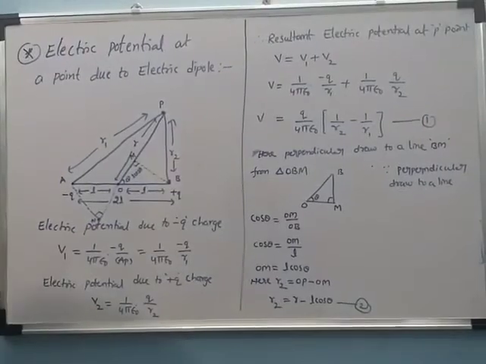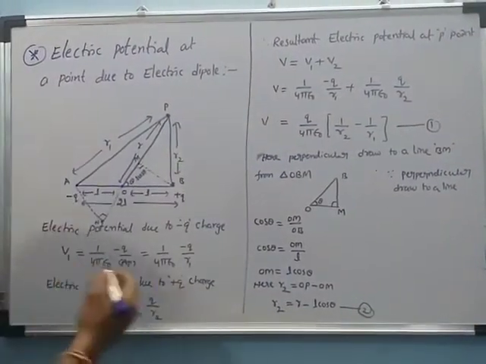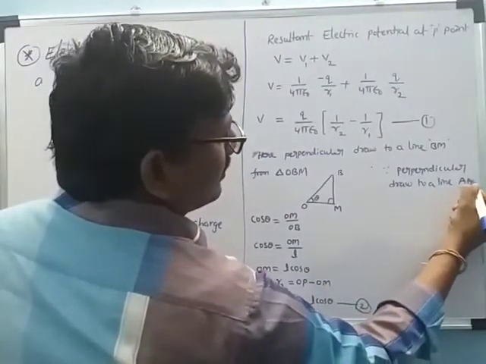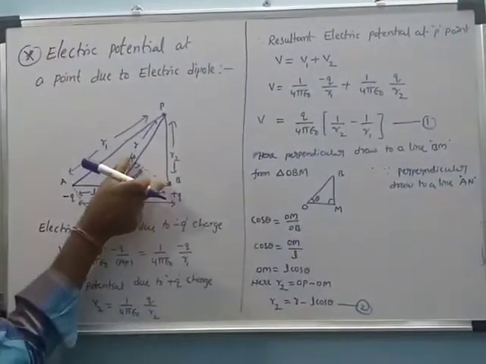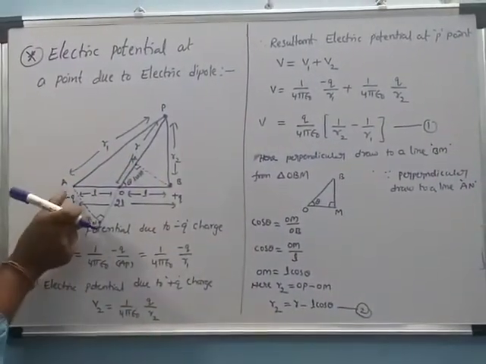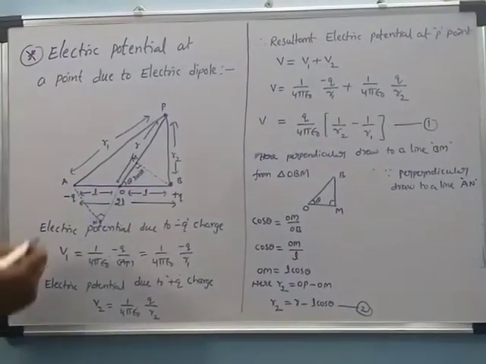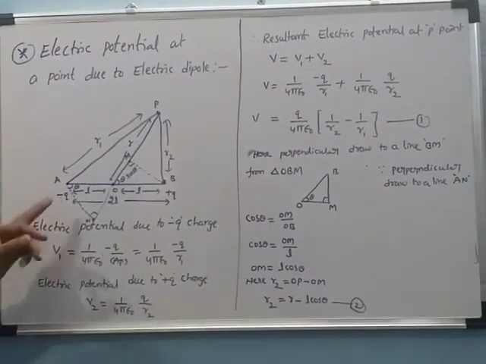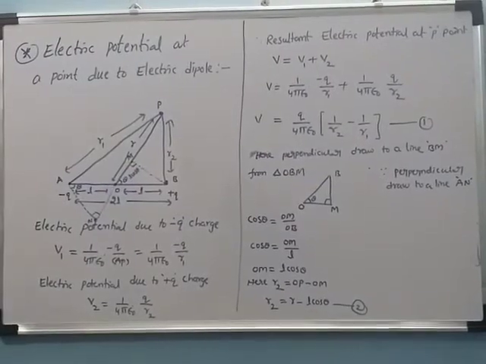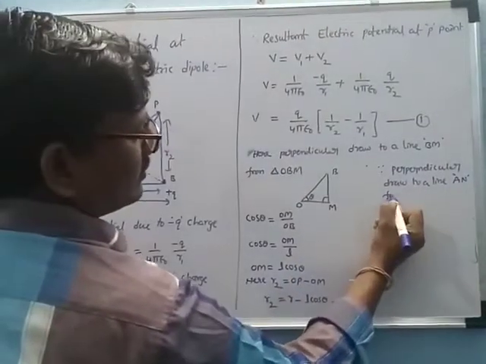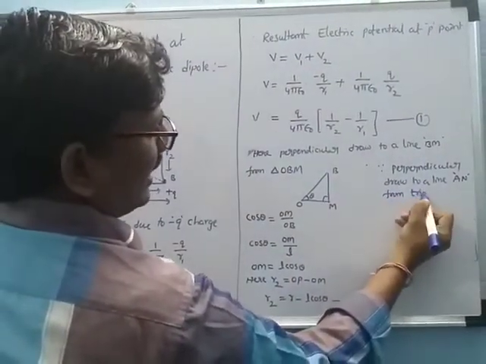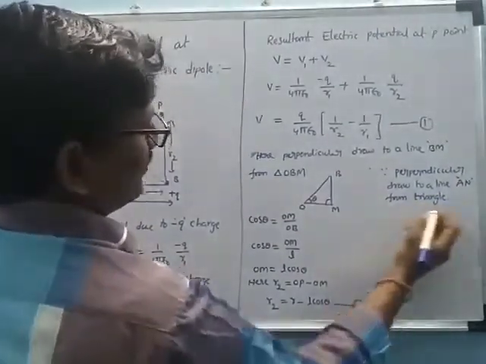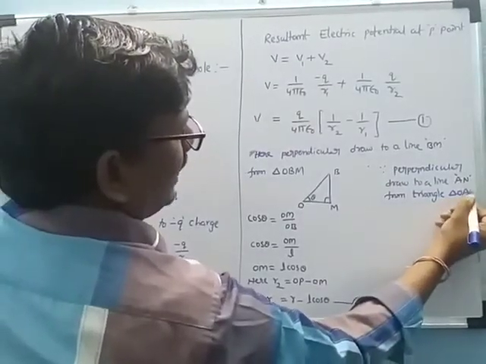What is considered N? N. The perpendicular is drawn to AN. Here we can draw BM perpendicular to the line. Here the perpendicular is drawn to the line AM. Now the angle made here is theta. What is the angle here? The theta is the angle from the triangle. What triangle is taken? OAN.